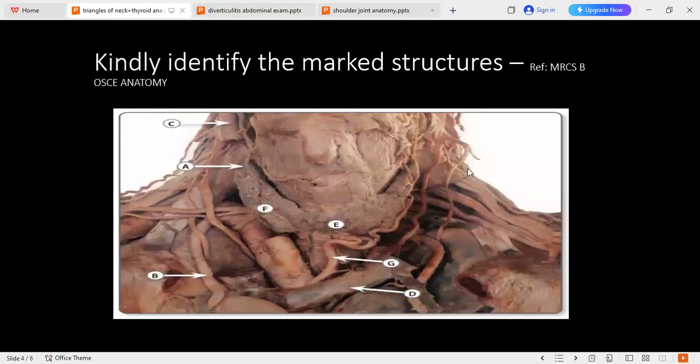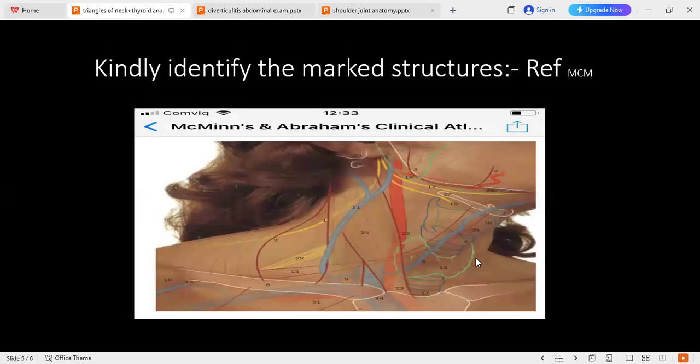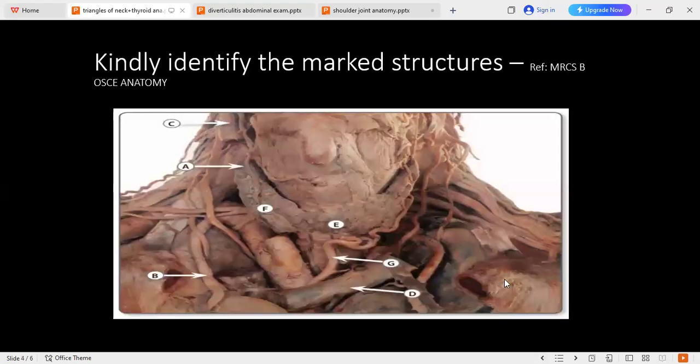Please, if you could identify, what are you looking at? Lower parts of the neck, from the front view. I'm sorry, I accidentally changed the picture. And which organ is this that you're looking at? This is thyroid gland.